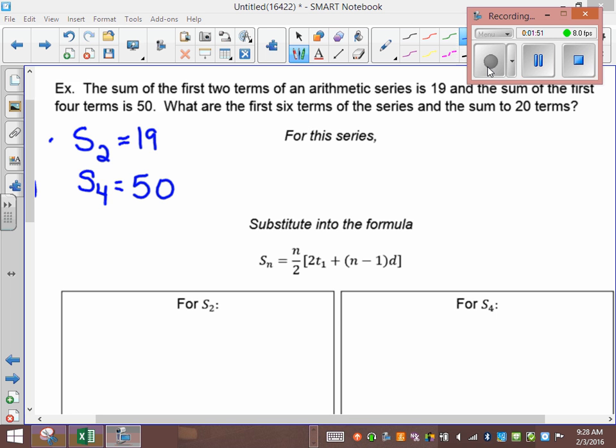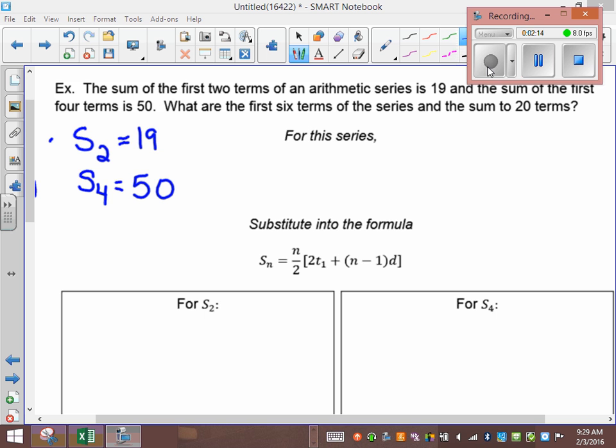Even though this question is horrendously long when you do it the right way, it still is going to be less time most of the time than if you just guessed and checked, okay? So they want to know, what are the first six terms of this series, and the sum to 20 terms. Got a feeling I can read. So the first six terms, well, we're going to have to figure that out.